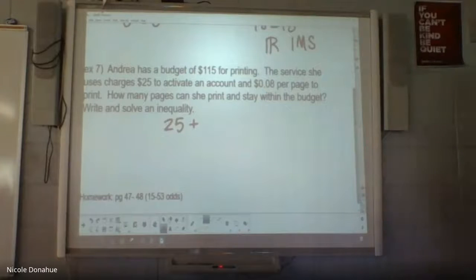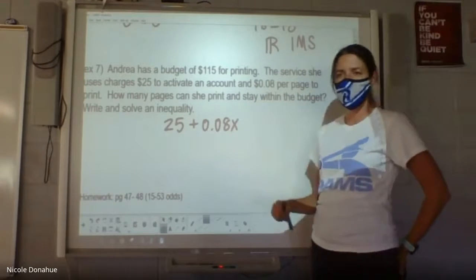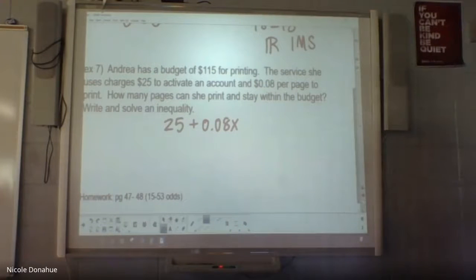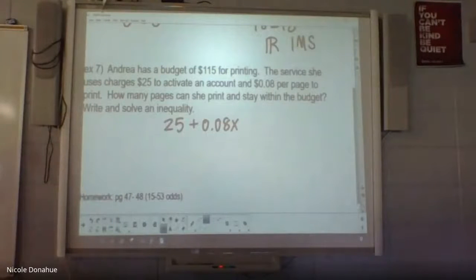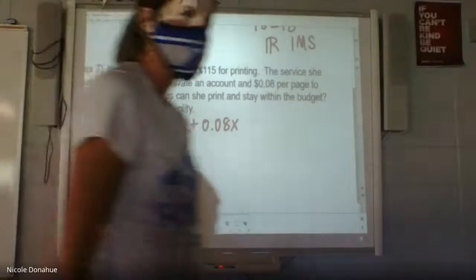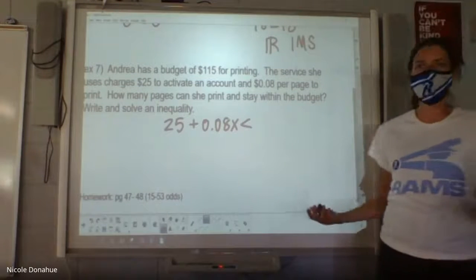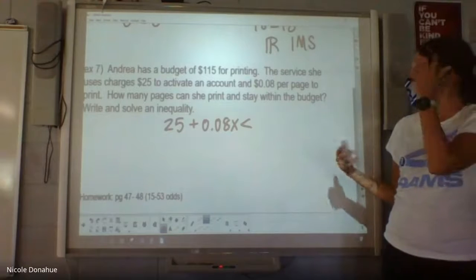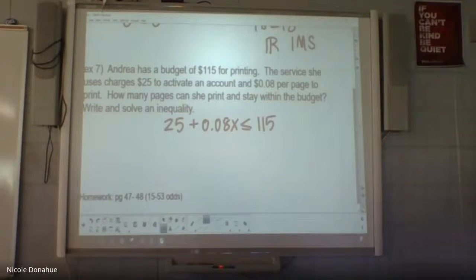How would we include that in our equation here? Go ahead, Ethan. 0.08x. So yeah, every page she prints, she gets charged 8 cents. So 1 would be 8 cents. And she has a budget of $115, and she wants to stay under budget because her boss would be mad if she went over that budget. So what inequality are we going to use? Less than? I guess we could probably do or equal to, I guess, because she has that budget. So we could go or equal to, I guess, $115. This is the less than, this is the or equal.